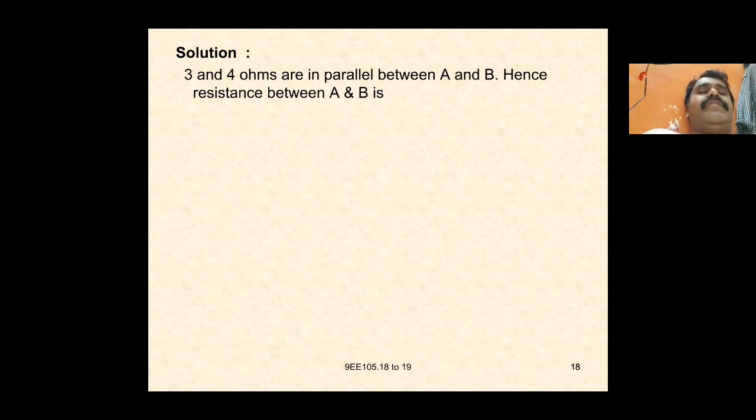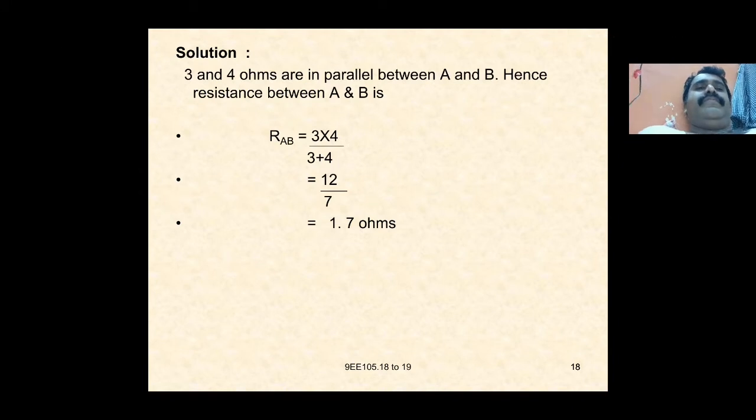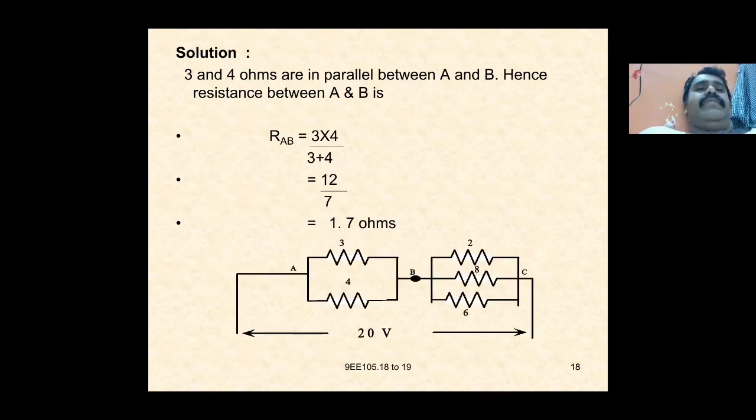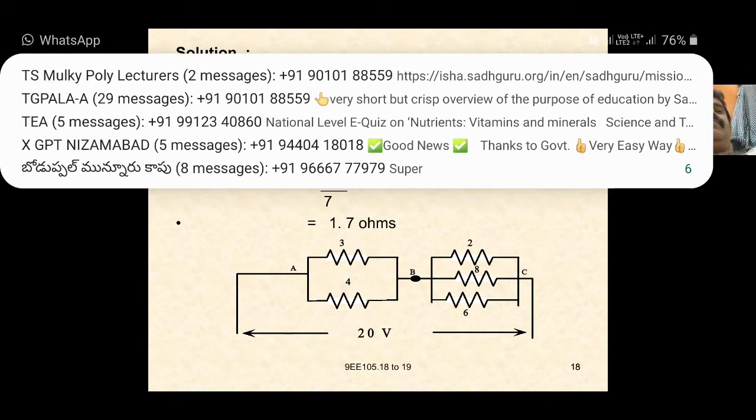Hence resistance between A and B is RAB equal to 3 into 4 by 3 plus 4, which is equal to 12 by 7, which is equal to 1.7 ohms. This 1.7 ohms is connected in series with the parallel combination of 2, 8 and 6, across 20 volts.